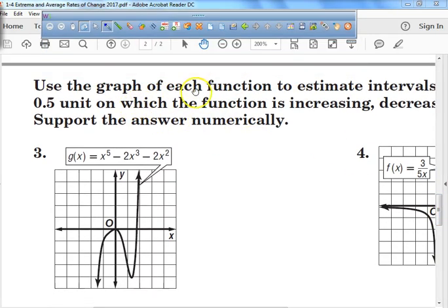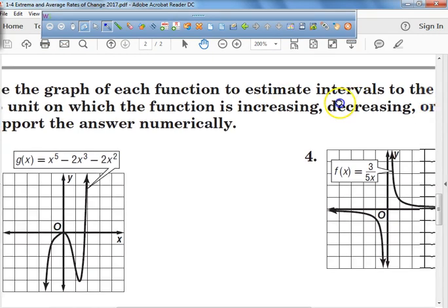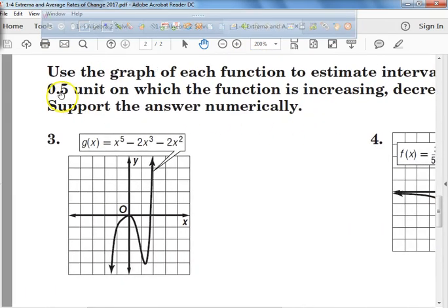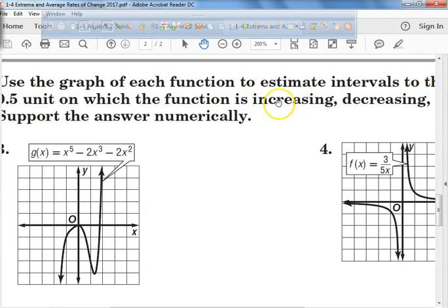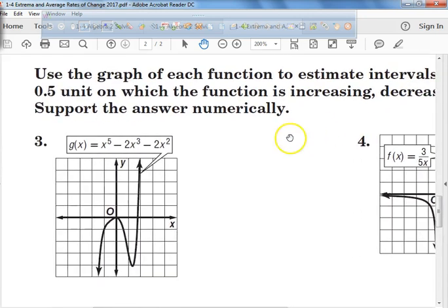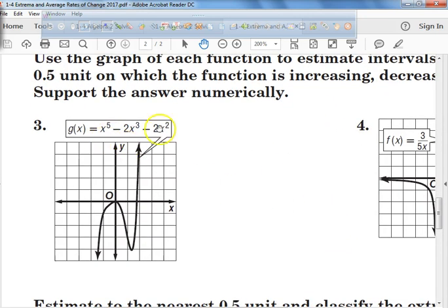And it says, use the graph of each function to estimate intervals to the nearest 0.5 unit on which the function is either increasing, decreasing, or staying constant. So what we're going to do is, I want you guys to type this equation into your graphing calculator, if you would, please. Okay.